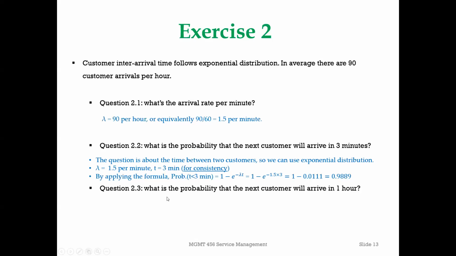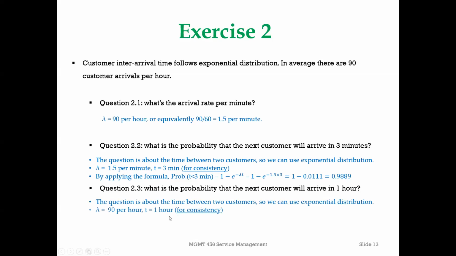Question 2.3. What is the likelihood that the next customer will arrive in 1 hour? So look at the question. How likely the next customer will arrive in 1 hour? Again, this is talking about the time between this customer and next customer. We're talking about the inter-arrival time. So obviously, we can use exponential distribution. In order to use exponential distribution, we need 2 numbers. One is lambda, one is t.